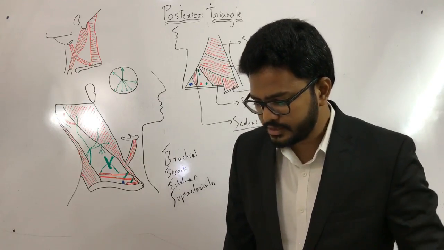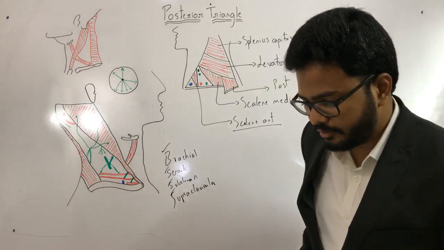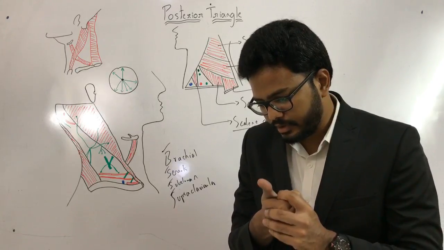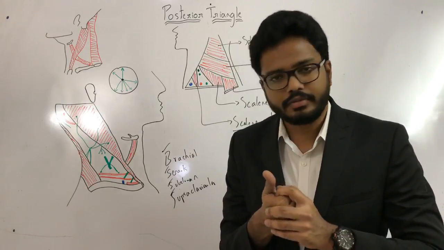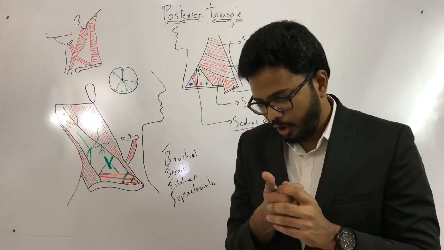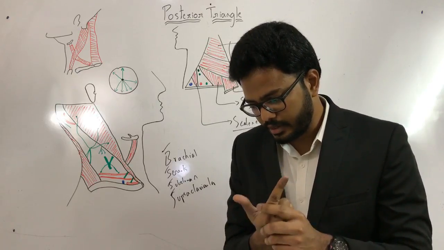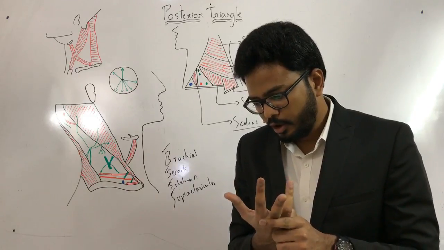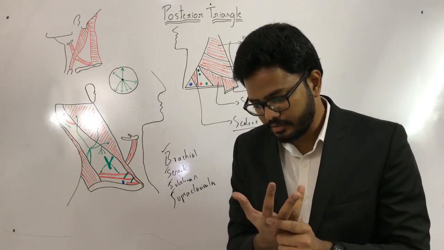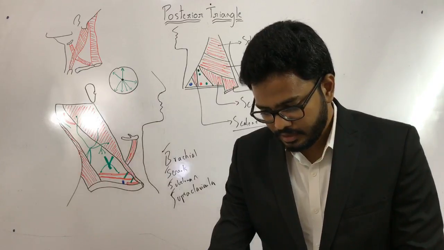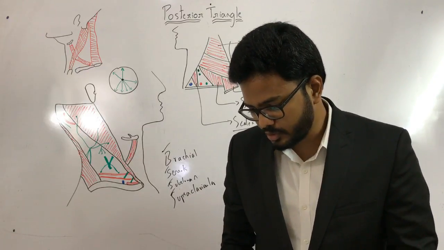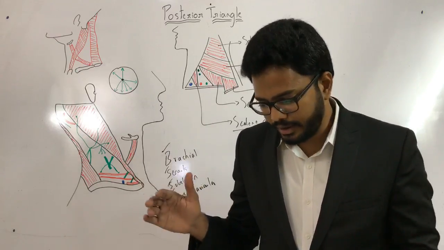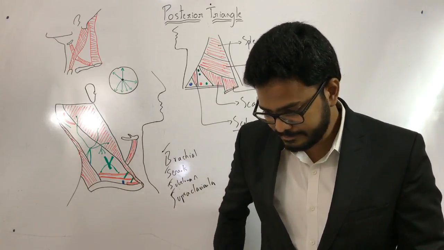The sixth question is, floor and roof of posterior triangle are formed by: option A, investing layer of deep cervical fascia and pretracheal layer of deep cervical fascia respectively; option B, investing layer and prevertebral layer; option C, pretracheal layer and prevertebral layer; option D, prevertebral layer and investing layer respectively. So the floor and roof of posterior triangle are formed by which among the following options?